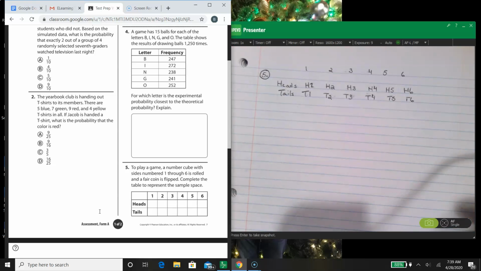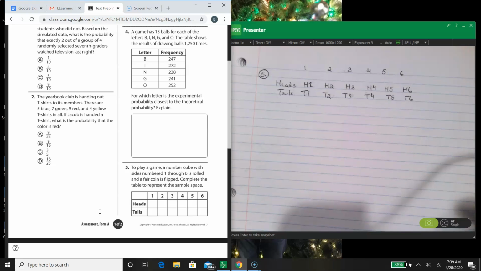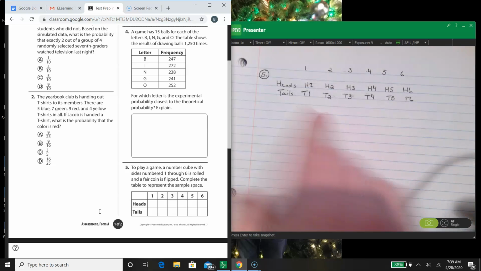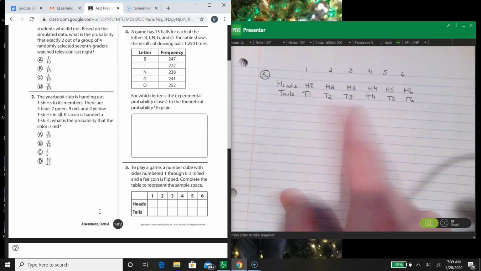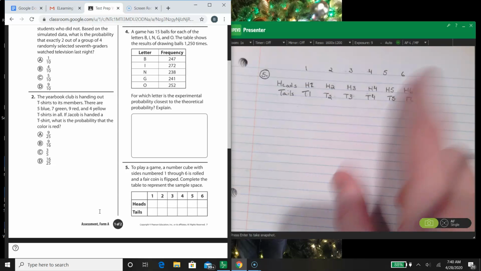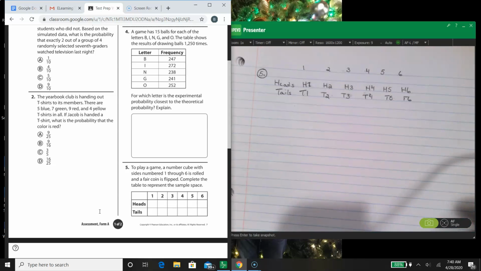Now, I can look at this and tell how many different outcomes there are. There are 12 different outcomes here that I could have. I could roll heads with the number 1, could roll tails with the number 4, could roll heads with the number 5. If I count up all these different options, I can find out, hey, there are 12 outcomes here.